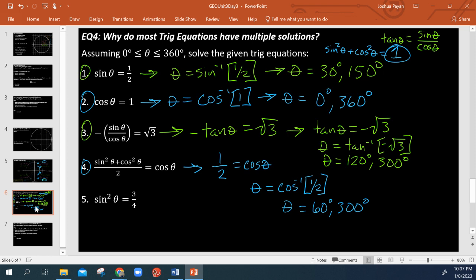So every time you're solving these, you have to ask yourself, where is sine or cosine or tangent positive or negative in what quadrants?